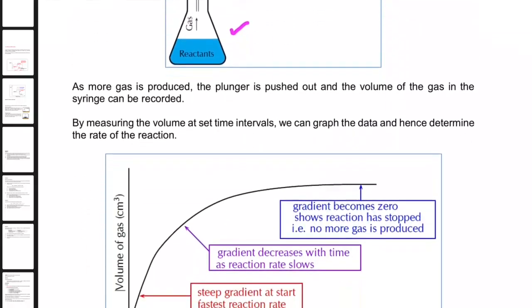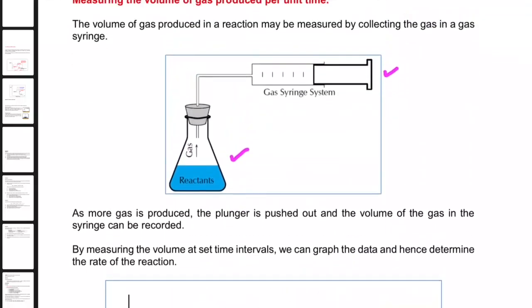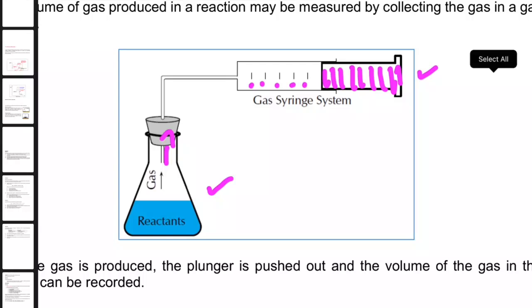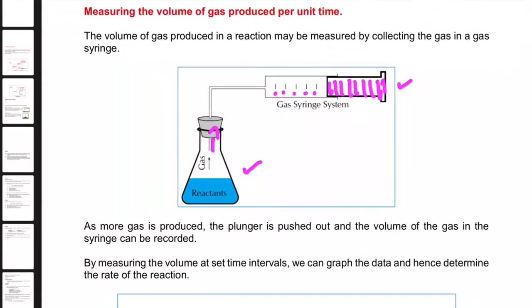So this is the graph you would expect after you have measured the gas produced at set time intervals using a gas syringe system, right? So as gas is produced and it's leaving the conical flask into the gas syringe, this part is going to be pushed out. This is the plunger, right? And then you can see these lines here. They will allow us to calculate the volume of gas produced. And then with the volume of gas produced and the given time intervals that we know, we are able to calculate the rate of a reaction.